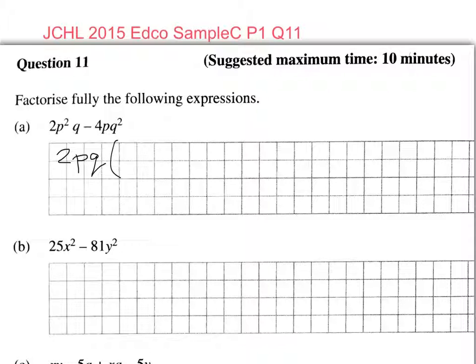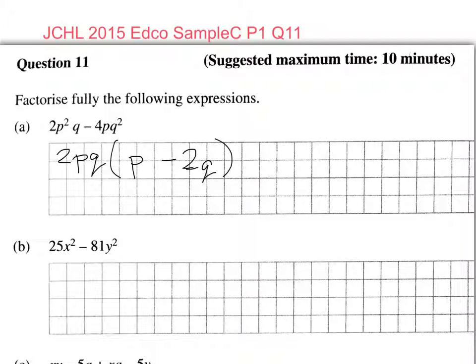and so it's a case of what do I multiply by 2pq to get 2p squared q? Well, it's p. Minus, what would I multiply by 2pq to get 4pq squared? Well, to get this 4, I need another 2. 2 by 2 makes 4, and then I've got the p there. I just need one more q to go with that q there, so it's p minus 2q.